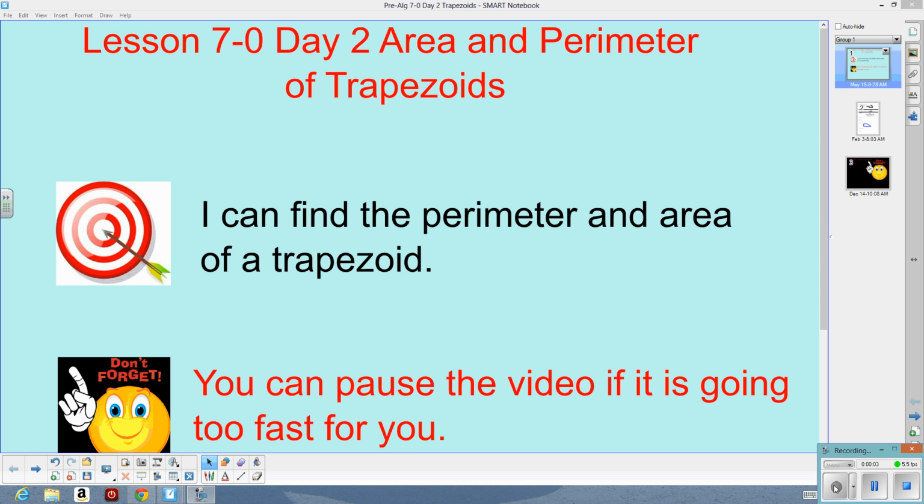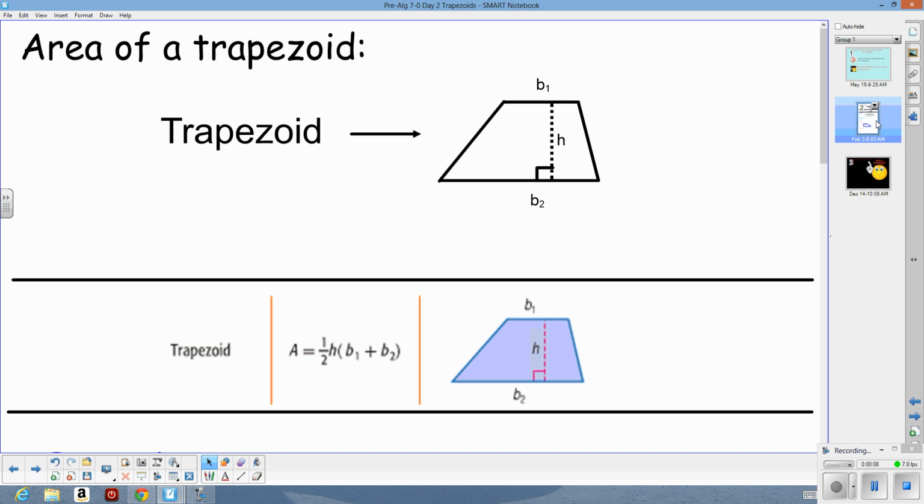In Lesson 7.0, Day 2, you'll be finding the area and perimeter of trapezoids. A trapezoid is a figure with one pair of parallel sides. We call those two sides b1 and b2, or base 1 and base 2. And then the height is the distance between those two bases. Remember, the height is always perpendicular to the base.